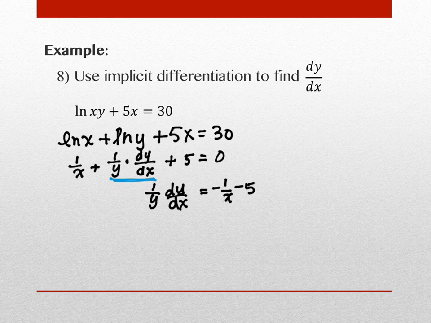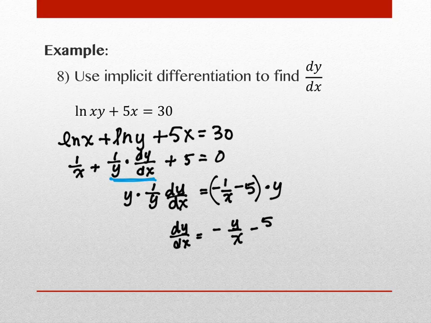And then the last thing to do is to move the 1 over y over. Yes, I'm dividing by 1 over y, but that's not a real helpful way to write it. It'd be easier to write it as multiplication by y. So my dy/dx will give me negative y over x minus 5y. I'm okay with you leaving it like that. You might see a version where it merges it back together with a common denominator. That's fine too. Doesn't bother me in the slightest if you want to do that.